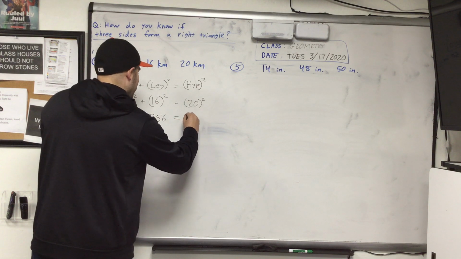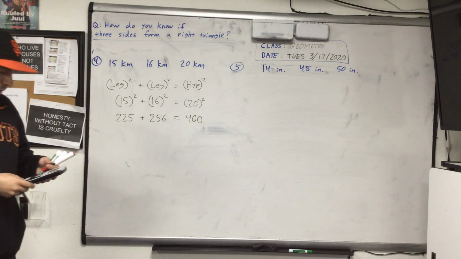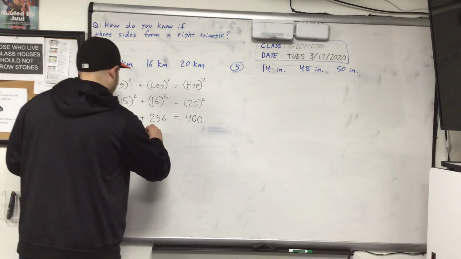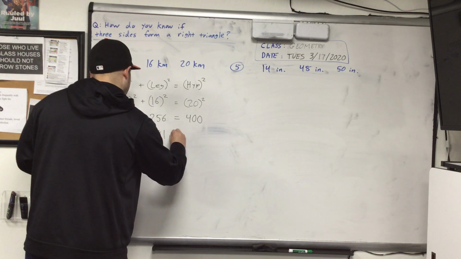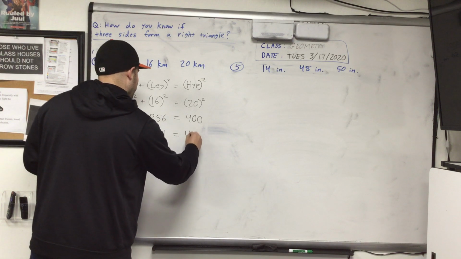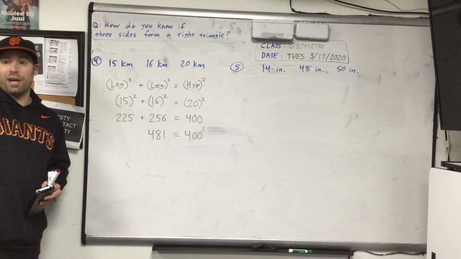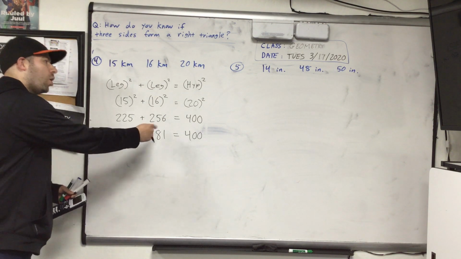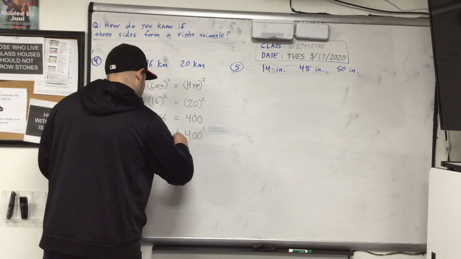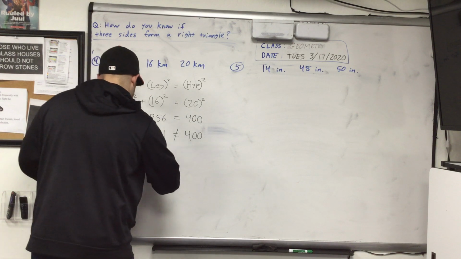And I know 20 squared is 400. So we're going to add 225 plus 256, and that's going to be 481. Leg squared plus leg squared is 481. The hypotenuse getting squared is 400. Is the Pythagorean theorem satisfied? The answer is no. The leg squared plus leg squared is greater than 400. So the answer is no, not a right triangle.